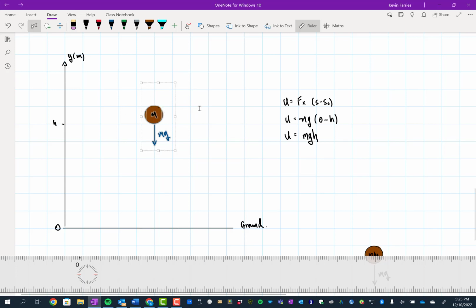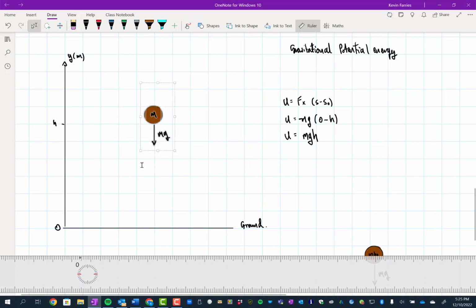Well, usually we say that the energy this mass has due to its height above a certain position is called its gravitational potential energy. And we just define that as the work that gravity could do if the position of that object changes, or the work that it would do if that object goes from its position to the datum. It's the work that gravity would do.